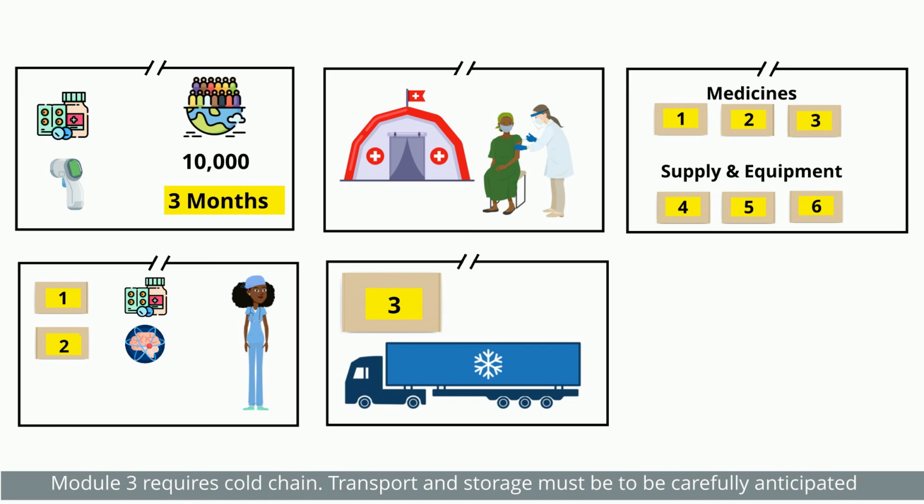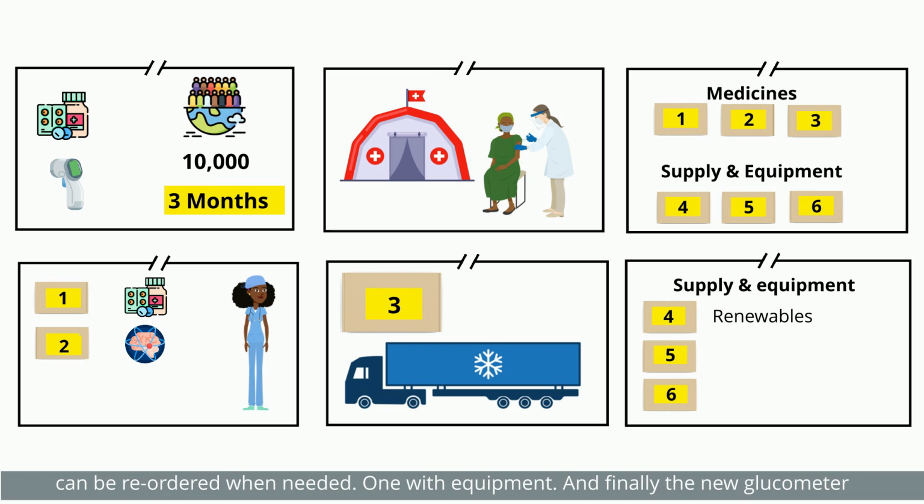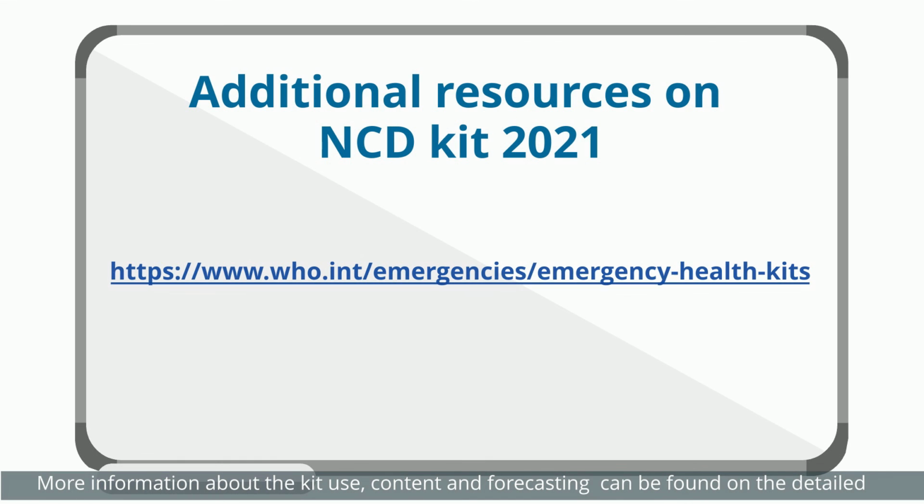Transport and storage must be carefully anticipated and managed. The NCD Kit finally contains 3 supply and equipment modules, 1 with renewables that can be reordered when needed, 1 with equipment, and finally, the new glucometer module for diabetic patients. More information about the kit use, content, and forecasting can be found on the detailed information note and dedicated website.